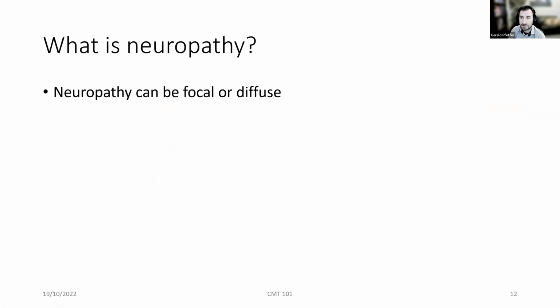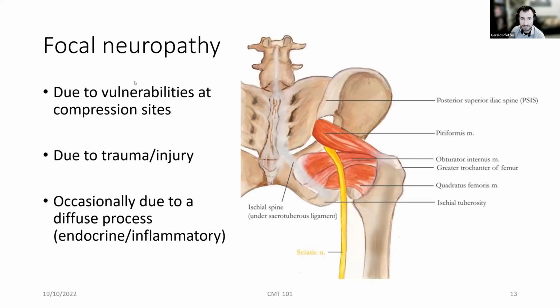So what is neuropathy? Neuropathy can be focal or diffuse. It is any time you have injury or damage to a nervous structure. A focal neuropathy is when you have damage to a nerve due to vulnerabilities such as at compression sites like the sciatic nerve that we just mentioned from the biblical example, trauma or injury, but less commonly and of interest to this group, it can occur as a diffuse process, meaning affecting nerves all over the body at the same time. And we always look for endocrine or hormonal reasons or inflammatory reasons, but when we don't find those, we start to look for genetic causes.